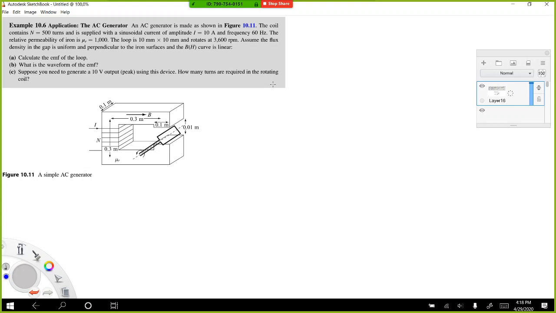Calculate the electromotive force of the loop. What is the waveform of the electromotive force? Suppose you need to generate 10 volt output peak using the device. How many turns are required in the rotating coil?